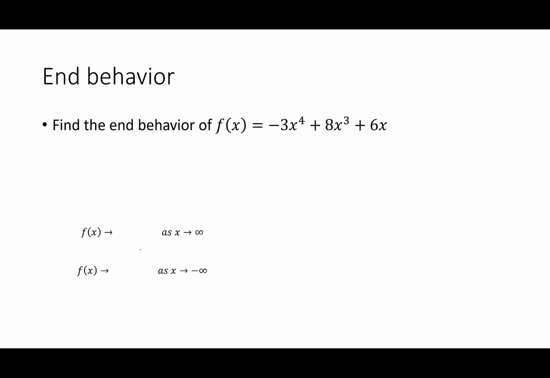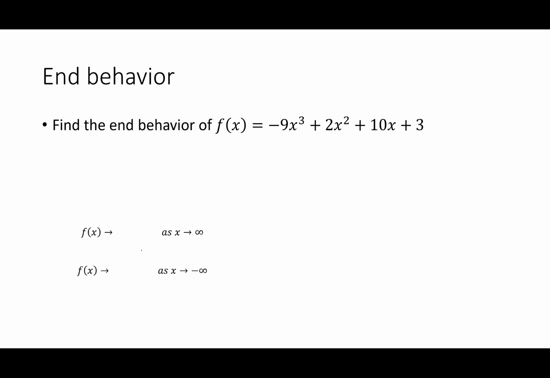So let's try again. I have f of x is negative 3x to the fourth plus 8x cubed plus 6x. I'm only looking at the negative 3x to the fourth. It's starting as negative. Negative goes down. So f of x goes to negative infinity when x goes to infinity. The power is even. Evens match. Match says they're the same. So negative infinity on the right, negative infinity on the left.